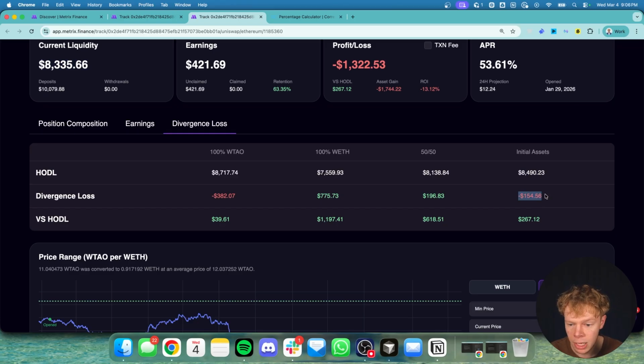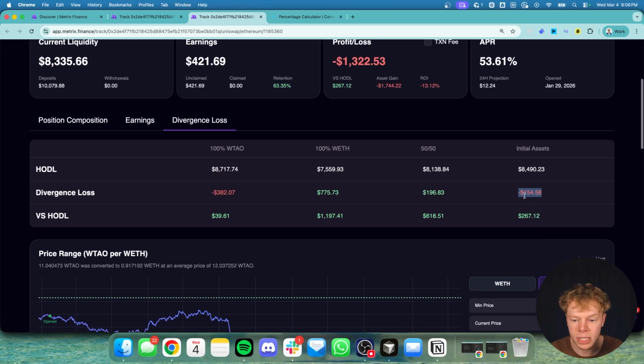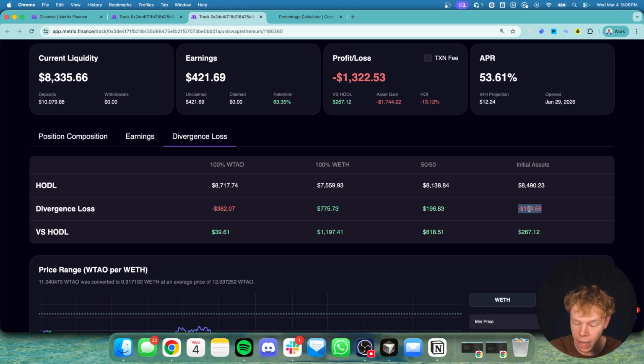This number right here is always going to be negative. This one in specific. These other ones can be positive, but this one in specific will always be negative. Now, with that being said, though, we simply just add the earnings to this number, because this right here is our con that I was talking about, and this right here is our pro that I was referring to. So we add the pro to the con, and that gives us the net, or the versus HODL number, basically, which, as long as this is in the positive, you are outperforming if you just held your initial assets. So that's $267.